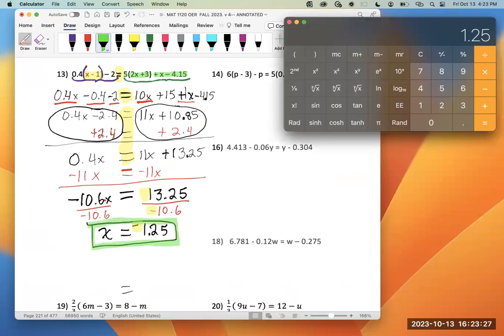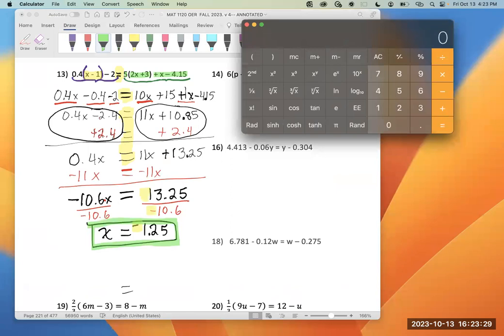Hopefully you will have that memorized. If not, your calculator can help you. 1325 divided by 10.6, that's a negative. Make sure you use this plus-minus button here that changes the sign and is not subtracting. And then you'll find out it's a negative 125.